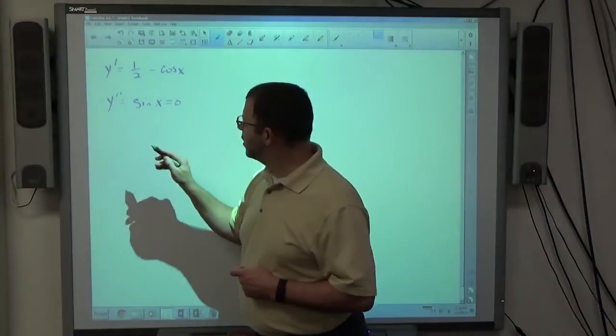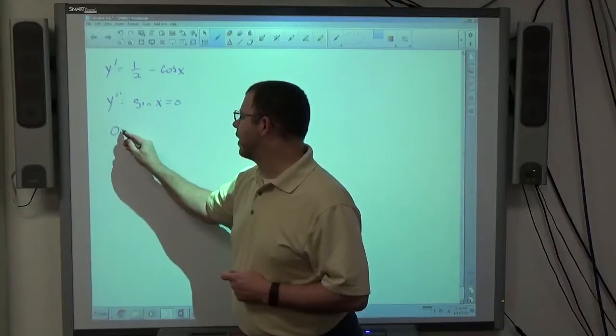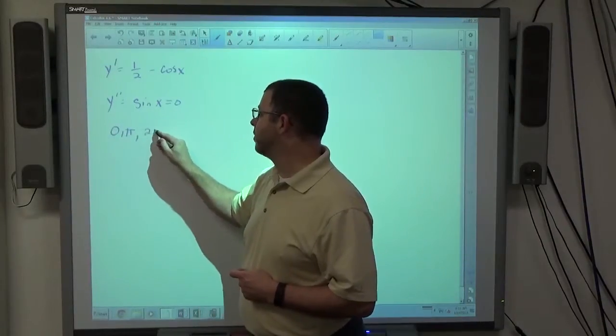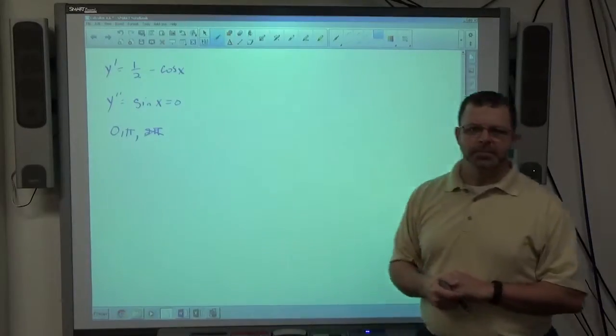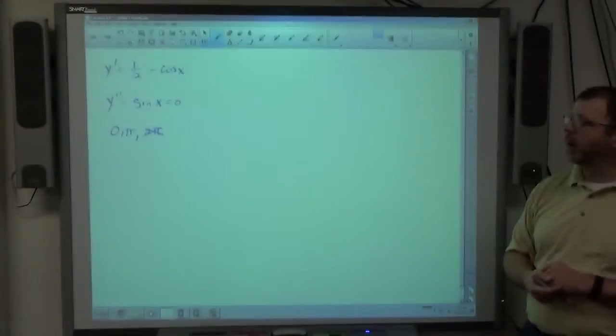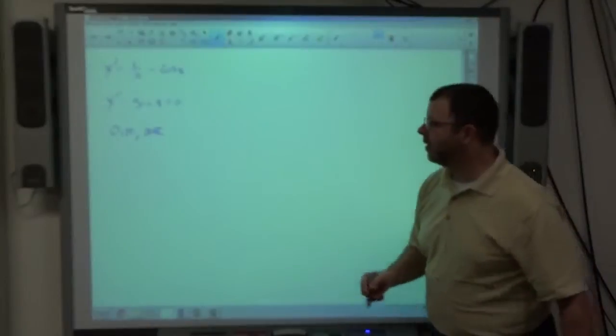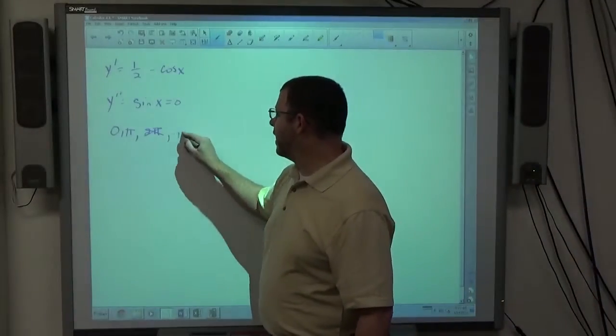So where does sine of x equal 0? It equals 0 at 0, again at pi, again at 2 pi. 2 pi is 6.28, so that's too big, so I'm going to throw it out. All right, going back the other way, negative pi.